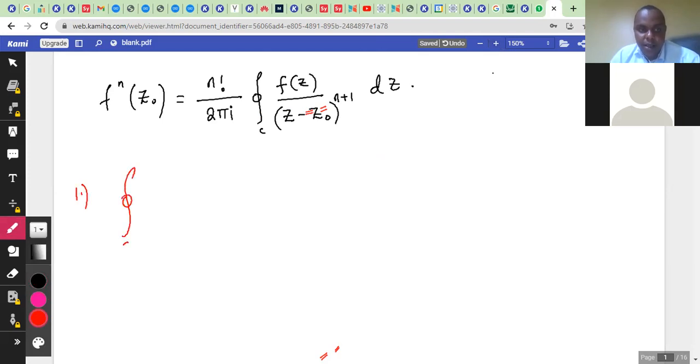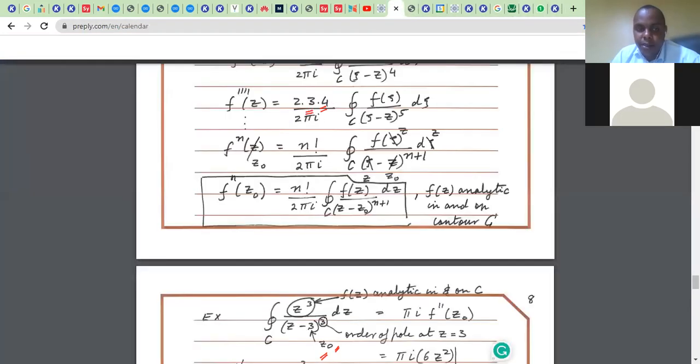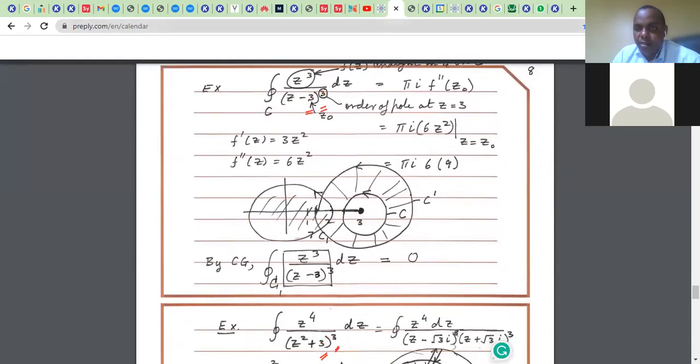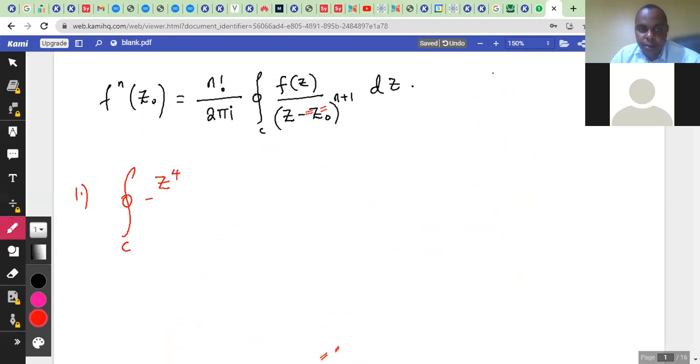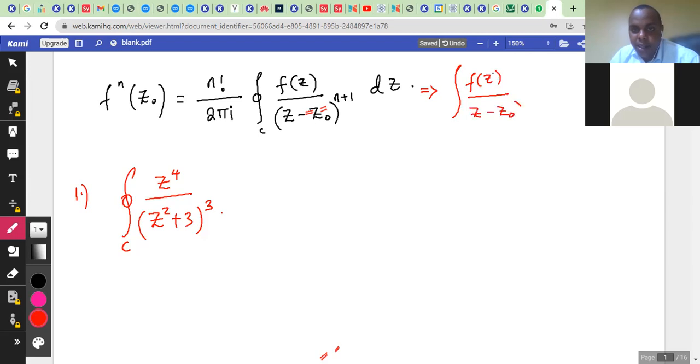We want to integrate f of z over the example you're saying, z to the power 4 over (z squared plus 3) to the power 3. Okay. From the formula we see above, we can conclude that the integral of f(z) over (z minus z0) to the power n plus 1 dz is going to be equal to 2 pi i divided by n factorial, times the nth derivative at z0. And we are integrating this along the complex contour.